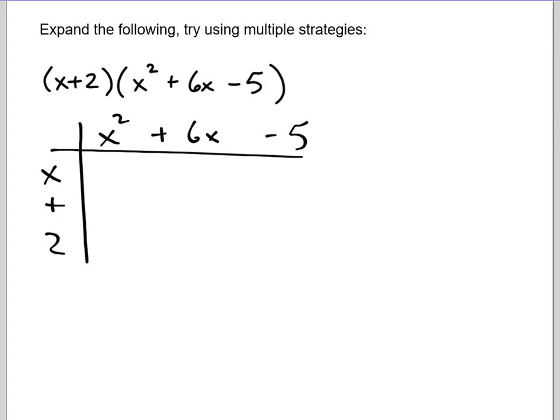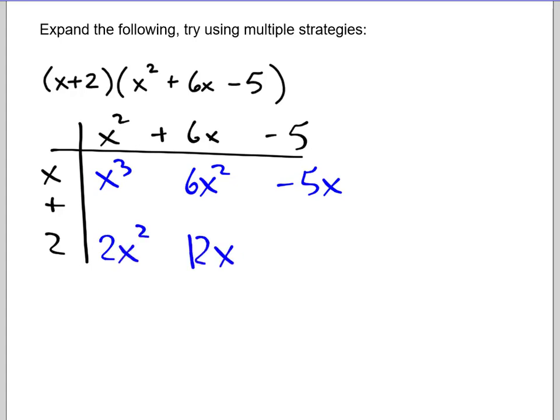Okay, so it looked like this. X times x squared is x cubed, x times 6x, 6x squared, and x times negative 5, negative 5x. Okay, 2 times x squared is 2x squared, 2 times 6x, 12x, and 2 times negative 5, negative 10. Now the only thing that's really different in this is there might be more terms that can be combined. So I drop the markers here.